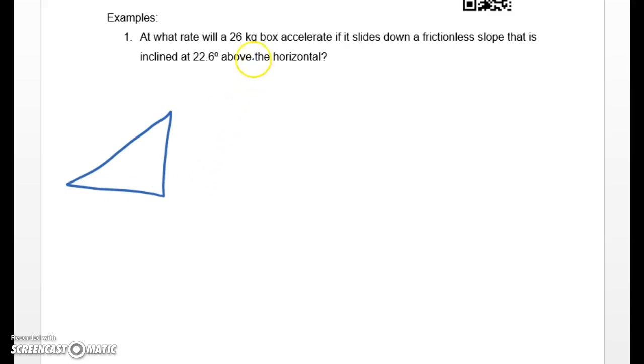No judgment, please. Anyways, we know that the angle it is inclined at is 22.6 degrees from the horizontal, which means that we're referring to this angle right here. Here's our horizontal line, and it's coming up 22.6 degrees. We also know that we have this 26 kilogram box that's starting at the top, or somewhere, and it's moving on down to the bottom of this inclined plane.